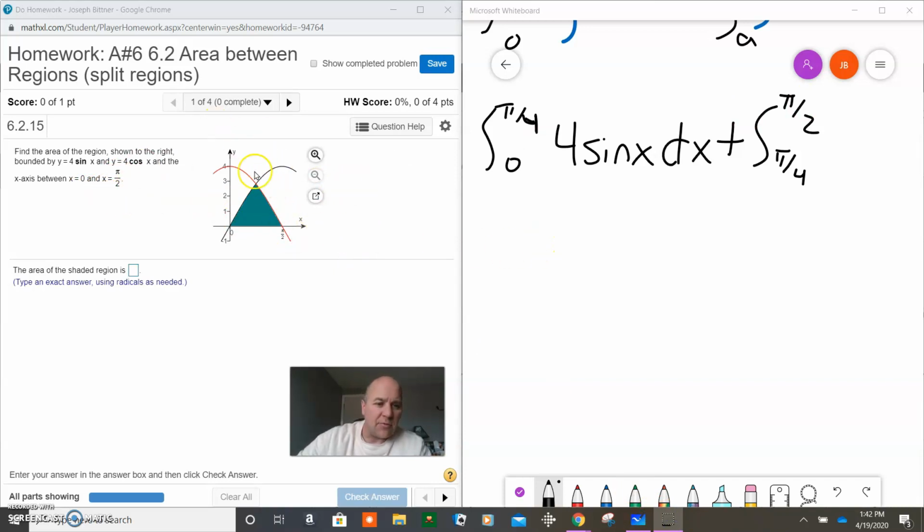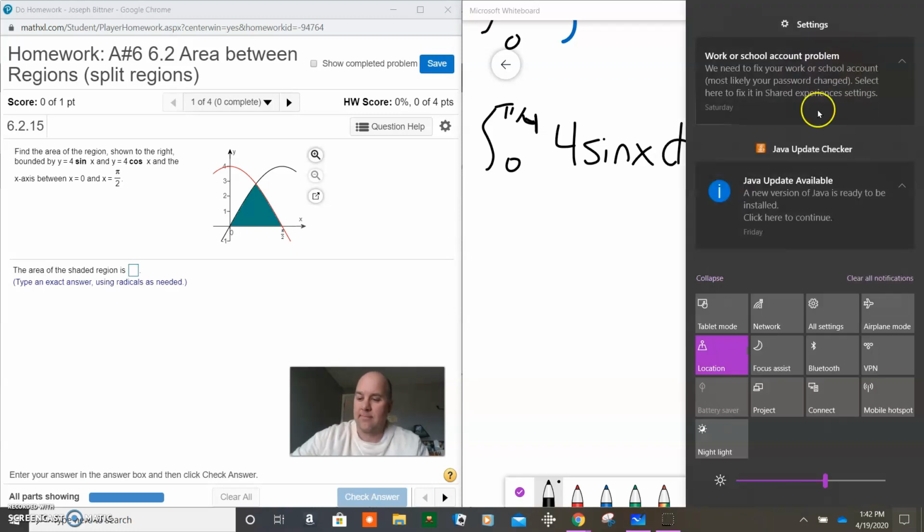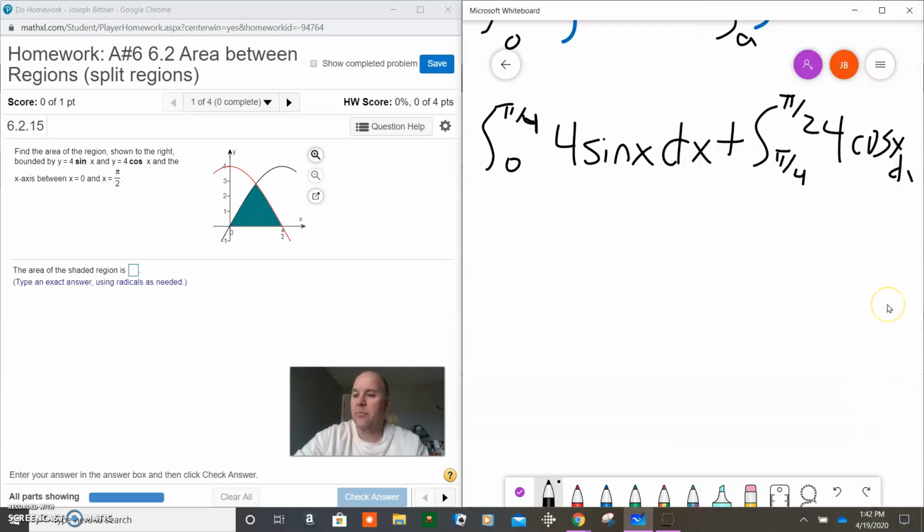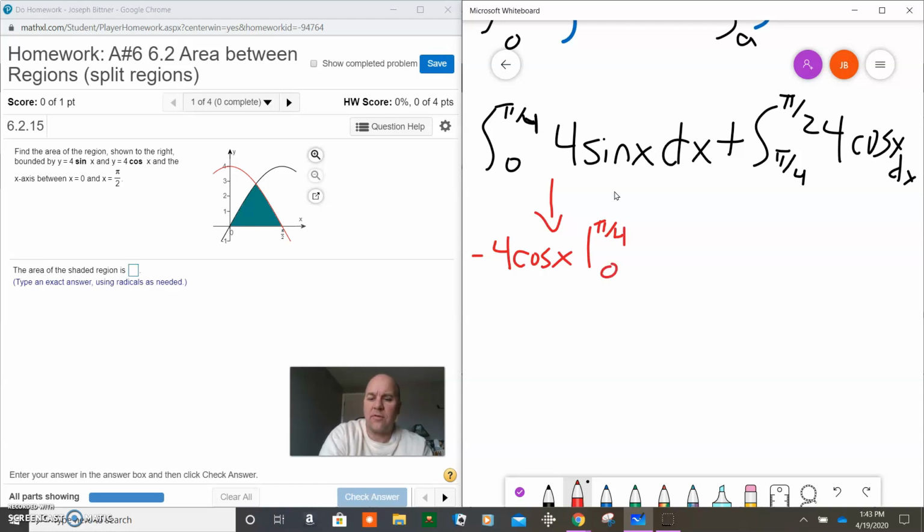And the other half of the graph, since it's on the top there, it is cosine, so 4 cosine of x dx. Running out of space there. Hopefully you can read that. All right, so looking at my picture here, I have to take the antiderivative. I'm going to do the first half in red here. The antiderivative of sine is negative cosine, so it's going to be negative 4 cosine from pi over 4 to 0.